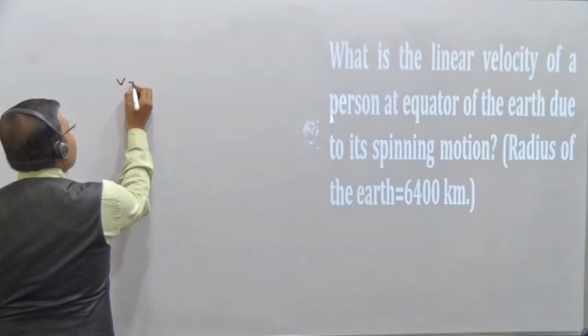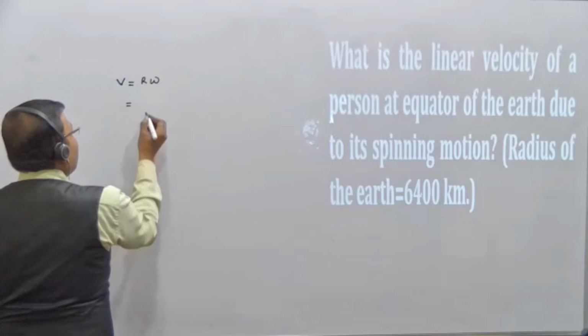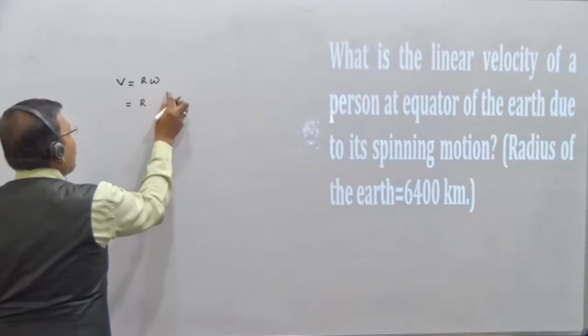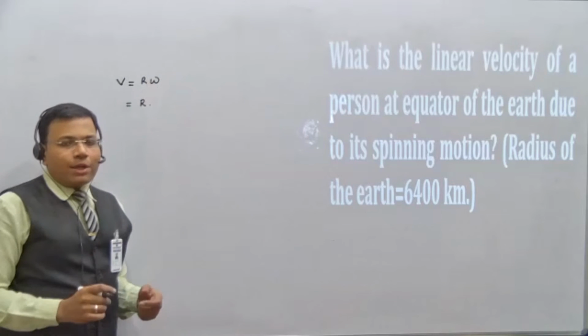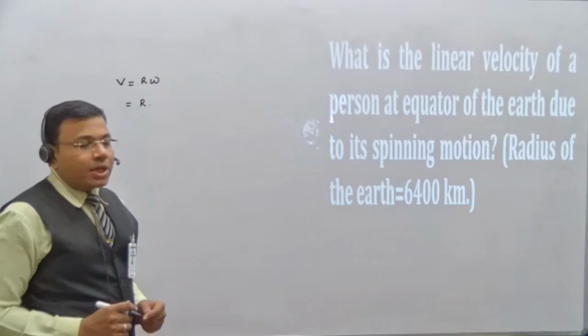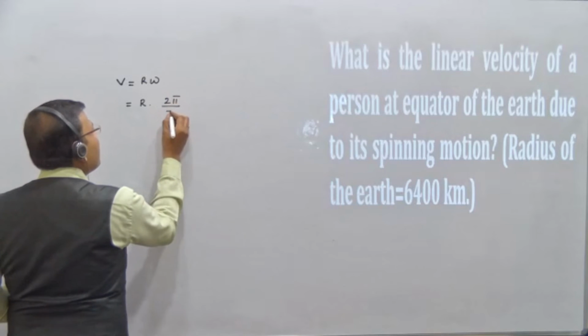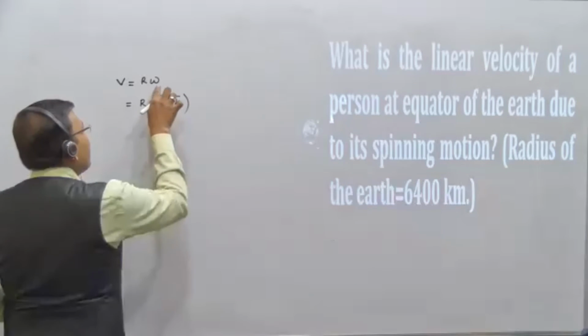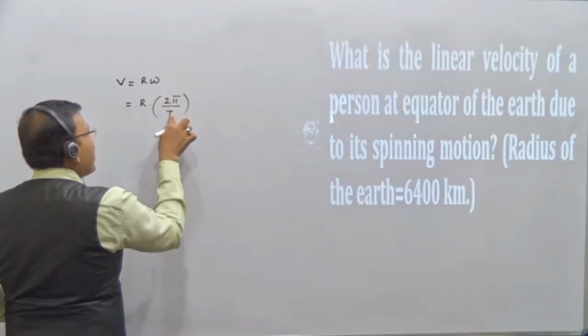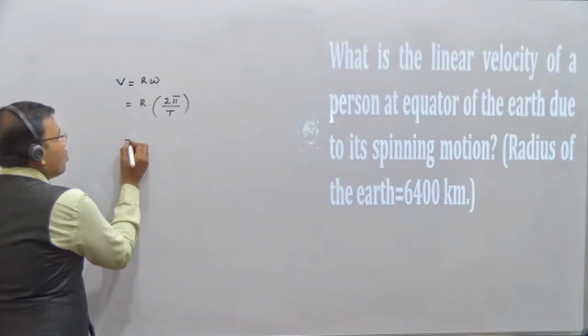You know v, that is linear velocity, is r omega. Now this r as it is, what is this omega? Omega is the angular velocity, and this angular velocity in terms of the time period, how we can express, that is 2 pi by t. This is the standard formula, that omega can be expressed as 2 pi by t, where t is the time period.